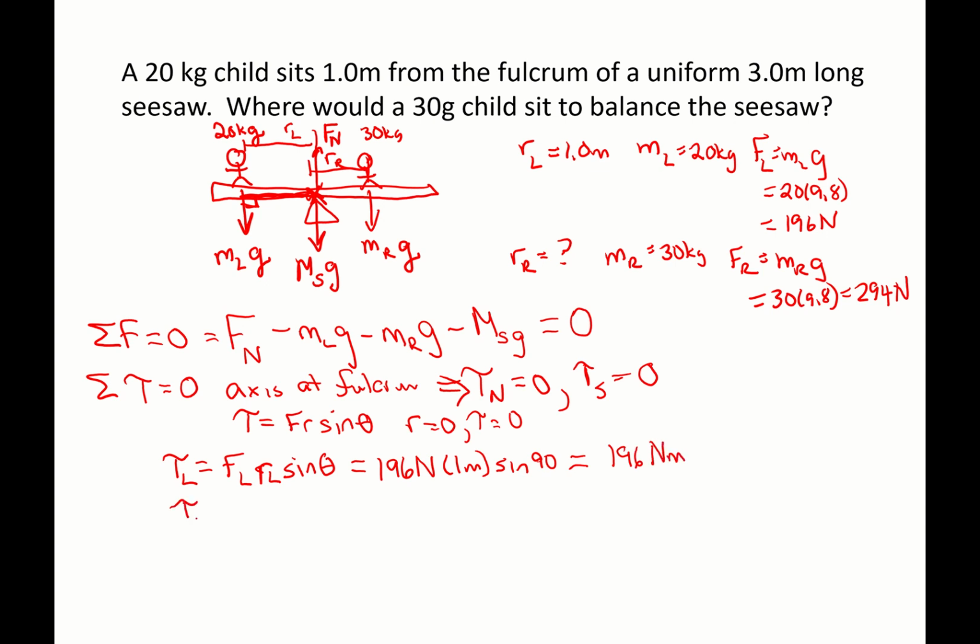Okay, what's the torque from the right? Torque from the right is the force on the right, R on the right, sine of theta, and again the angle is going to be 90 degrees. We know the force is 294.